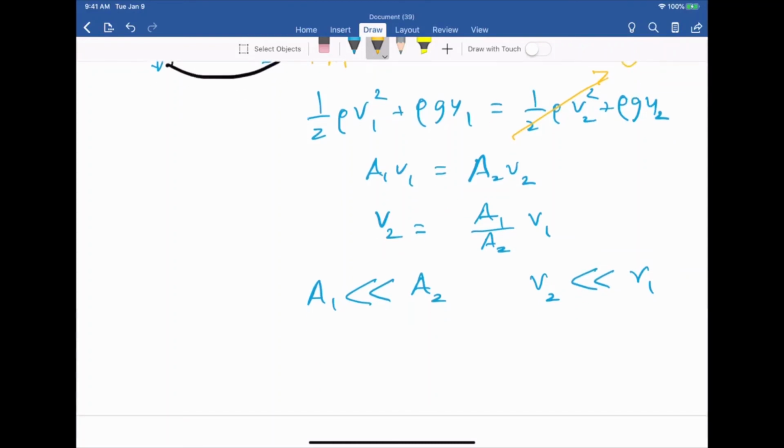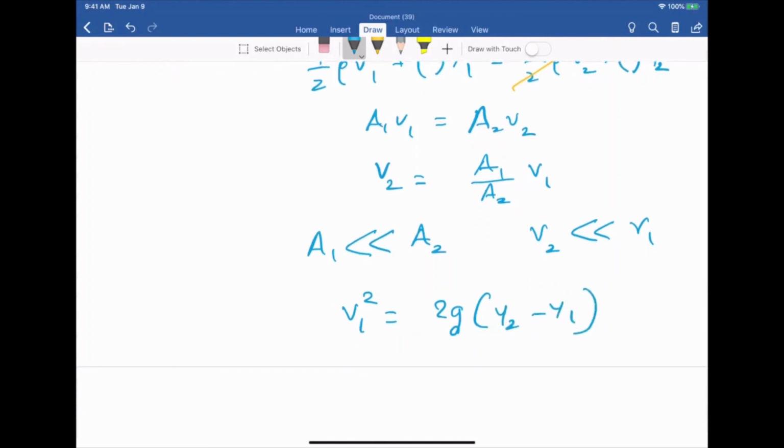So from there, you can solve for V1. V1 square is equal to, if you just rearrange things a little bit, 2g times y2 minus y1, and if you take a square root, V1 is equal to the square root of 2g times y2 minus y1, and that is the answer.